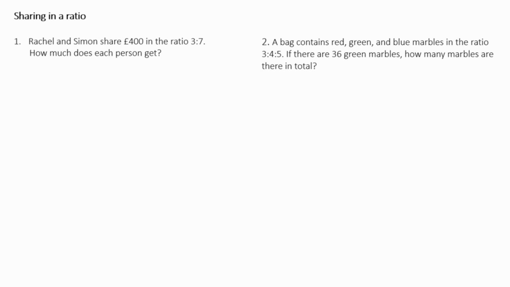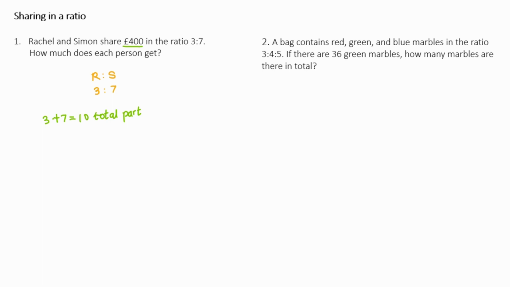For number 1, we are told Rachel and Simon share £400 in the ratio 3:7. How much does each person get? So first, we can write down the ratio that we've been given, R for Rachel to S for Simon, and the ratio given is 3:7. We are then told that they're sharing £400 in this ratio. So first we need to find the total parts that they're sharing it in. So we add our 3 and 7, which gives us 10 total parts.